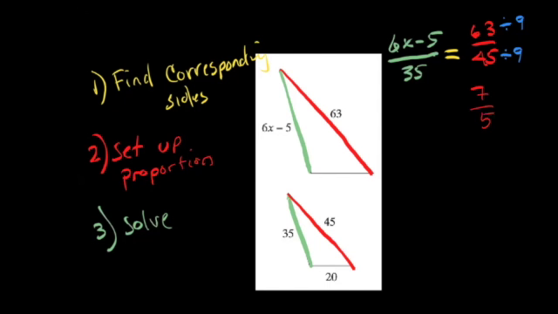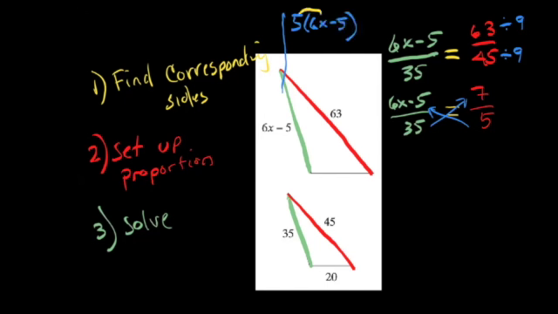So the next thing I'm going to do is bring the rest down. So this is 6x minus 5 over 35. Now let's cross multiply, and that's going to make this all just a little bit easier. So we've got this 5 times 6x minus 5. That would look something like this: 5 times 6x minus 5. And that's just the distributive property, which we've done 100 times before.